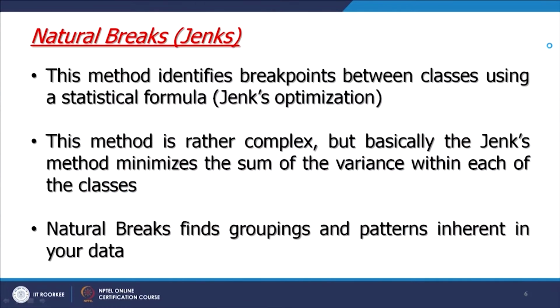So, this is what the Jenks optimization technique is: it minimizes the sum of variance within each class. And natural breaks finds groupings and patterns inherent in your data, which you may not see, or may not be visible to you in continuous data. But when you put this type of classification over that data, then you can find the natural breaks, groupings, and of course whatever pattern was inherent in the data set will also get highlighted.